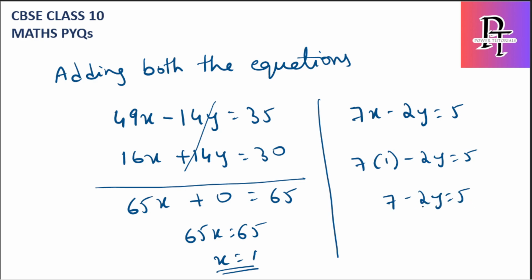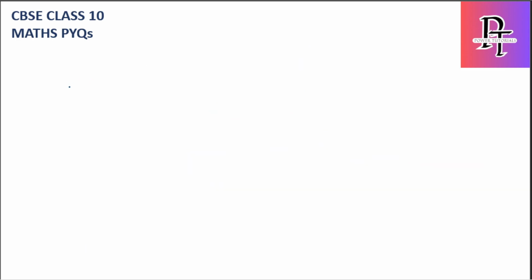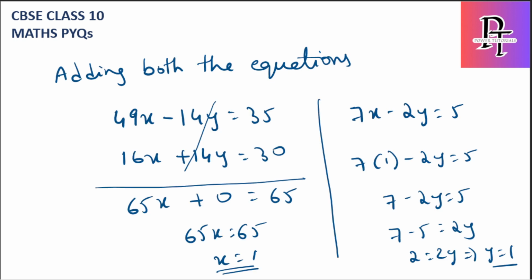So if I move 5 to the left side and 2y to the right side, it becomes 7 minus 5 is equal to 2y. 7 minus 5 is 2. 2 is equal to 2y. Therefore, y is equal to 1. So we got the solution of these two equations, which is x comma y is equal to 1 comma 1.